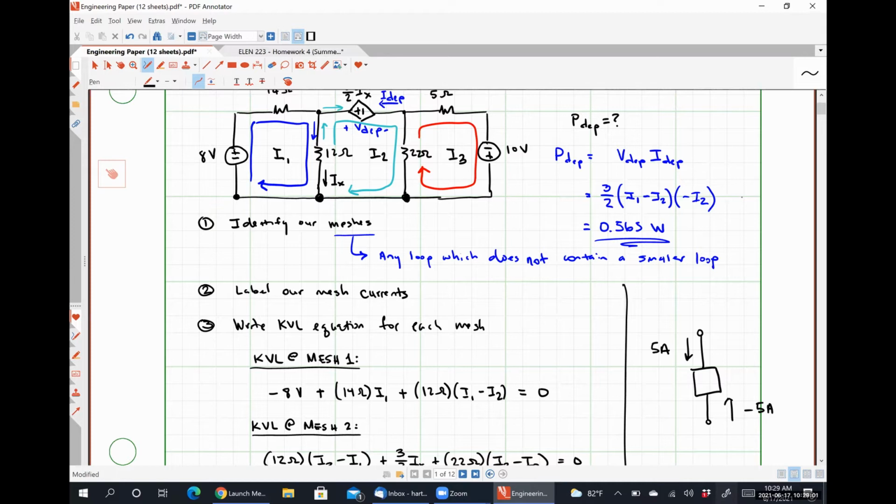Any other questions regarding this particular problem? So it's up to you to decide whether right is positive current and left is negative, but whatever you decide, you have to be consistent.